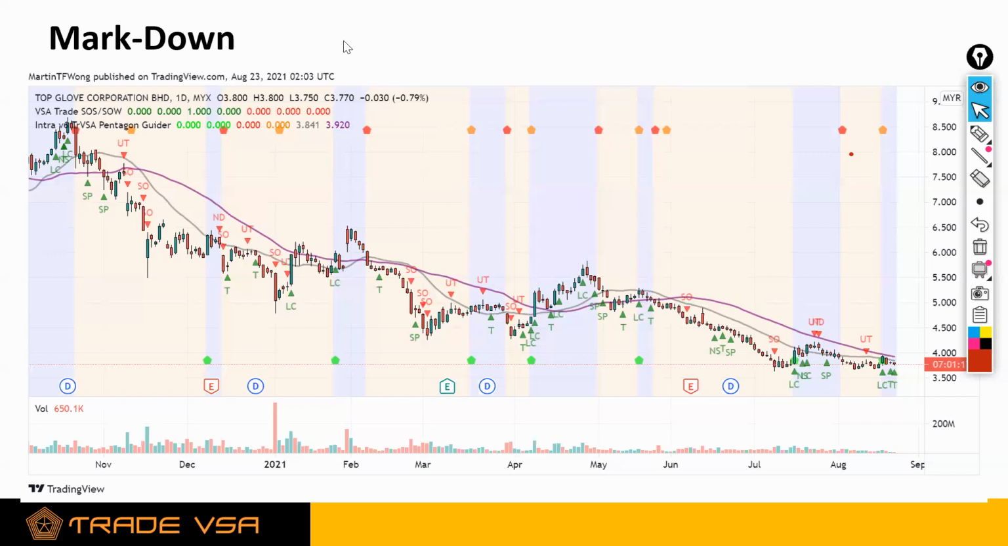Now I want to trade Top Glove, but provided there is a high volume reversal, right? How high is considered high for the volumes? Mid to top of the volume chart. Which means somewhere around here, mid to top.